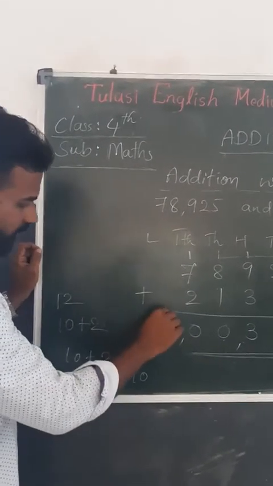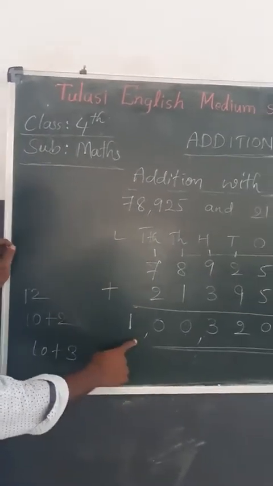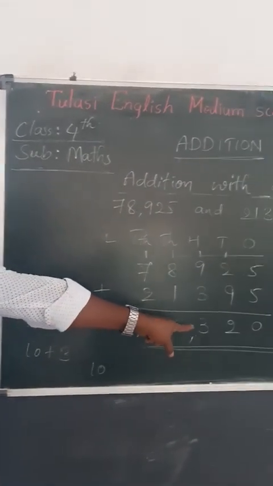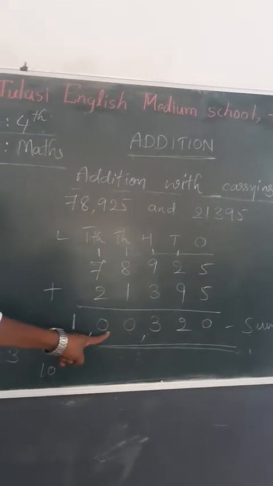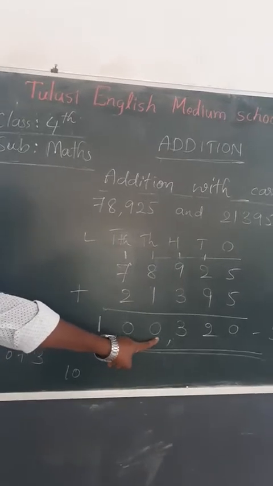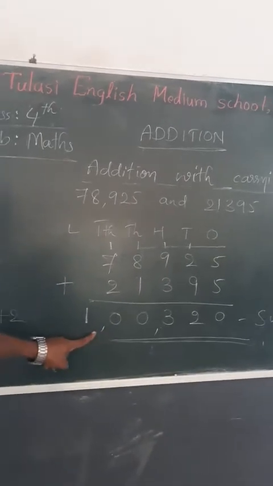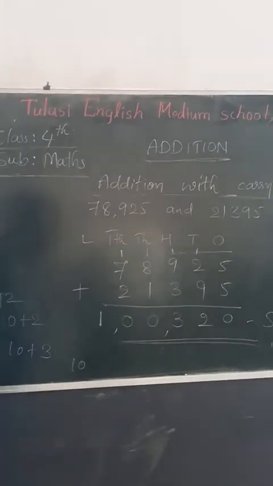Next place 1. 1,320. In the 10,000 place 0. In the 1,000 place 0. Read it as 1,320.